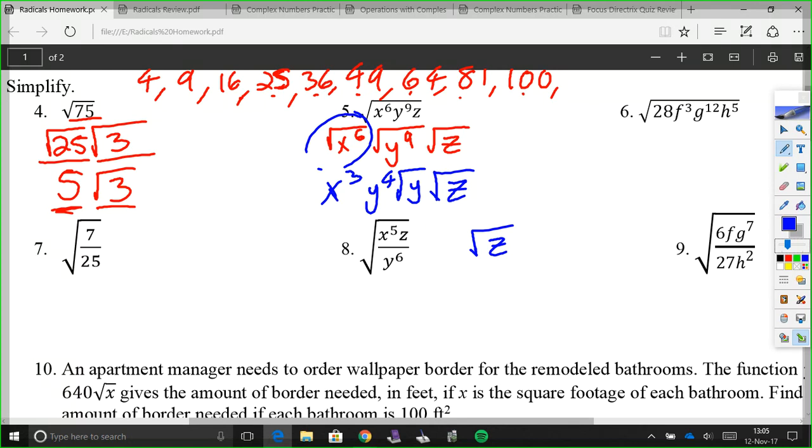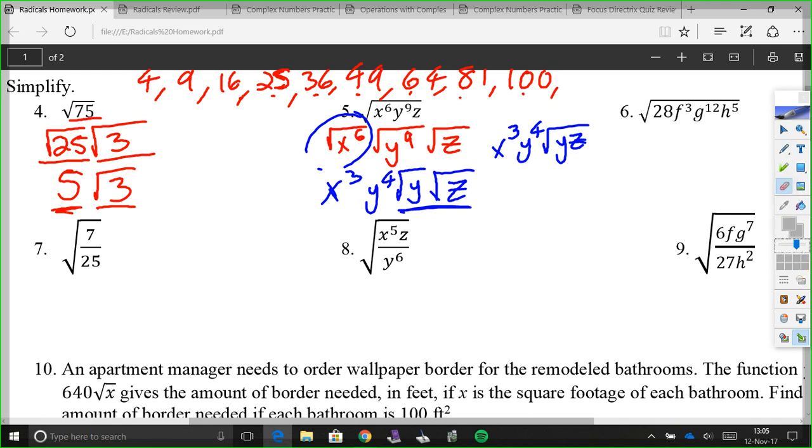I can write my answer as x to the 3rd, y to the 4th, and then the square root of y, z. So since y and z are both inside the square roots, I can go ahead and put them inside the same square root. They don't have to be in separate square roots.